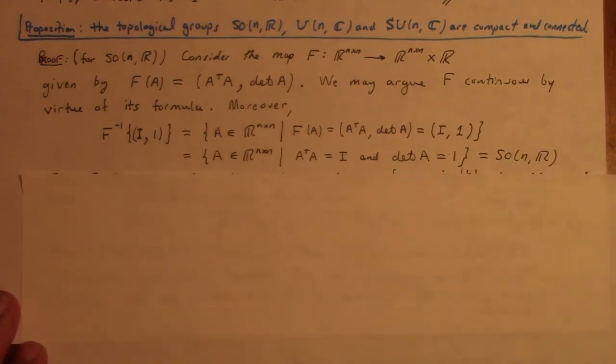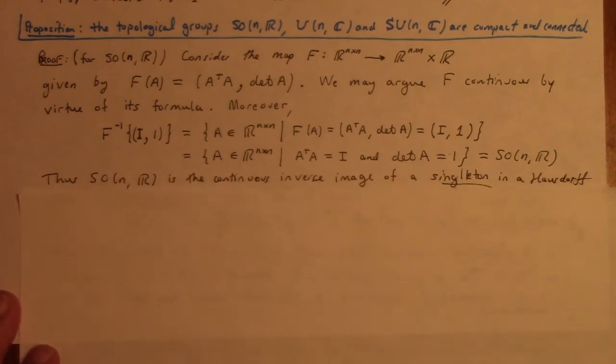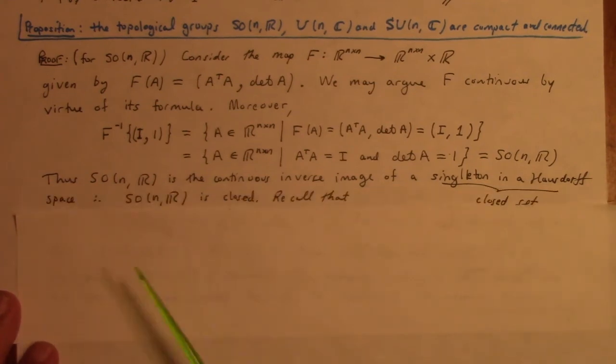So, great. SON R is the continuous inverse image of a singleton in a Hausdorff space, therefore SON R is a closed subspace. It's a closed subspace of R n by n.